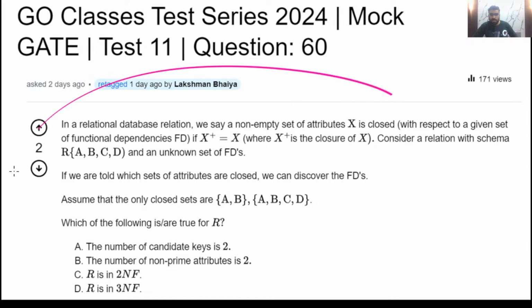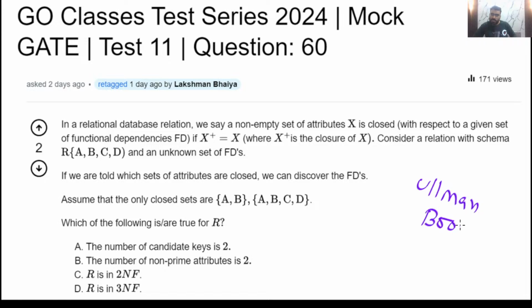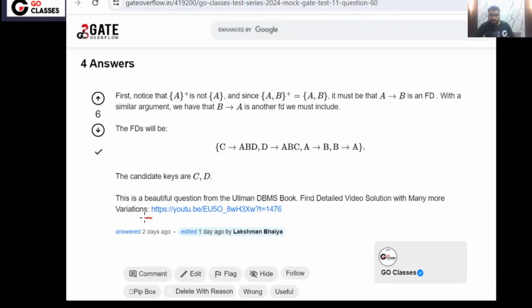Let's solve this question. This is a very beautiful question from the DBMS, the most beautiful question from the DBMS. This is a question from the Ullman book. Let me tell you the source of this question: the source is the Ullman DBMS book. This is a beautiful question for which I have already provided a detailed video solution.